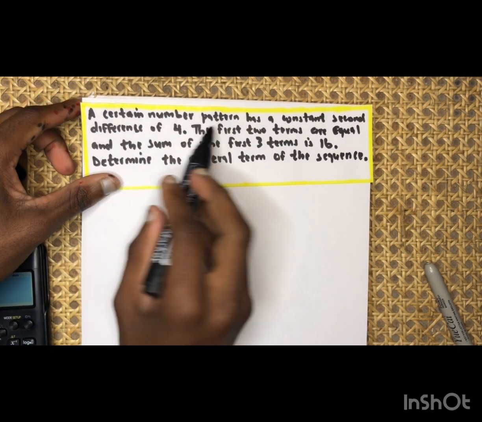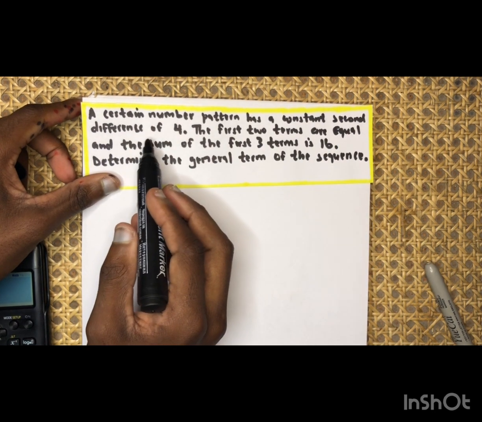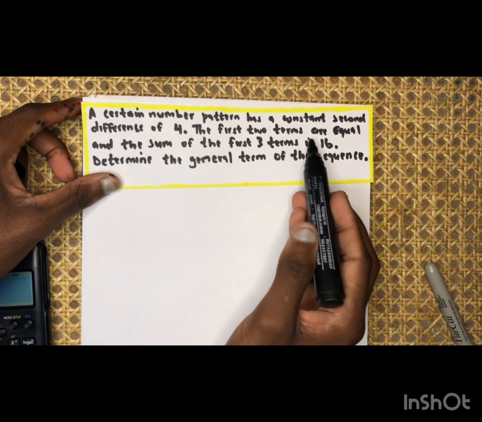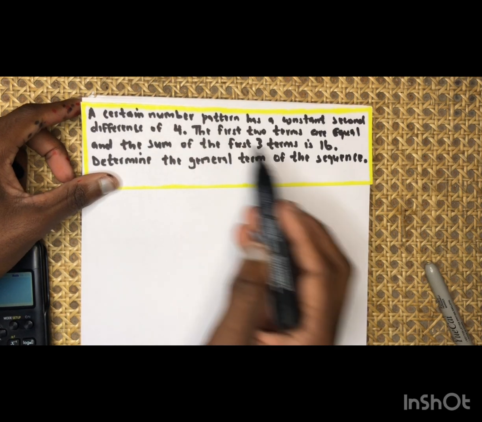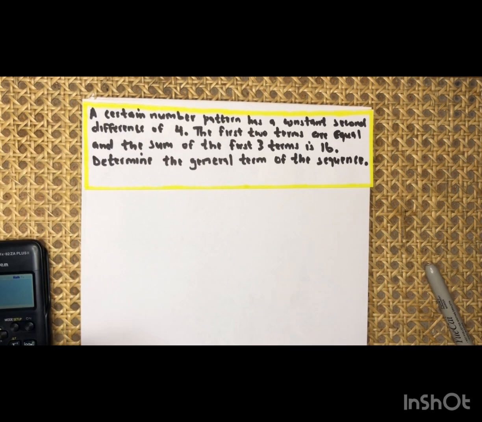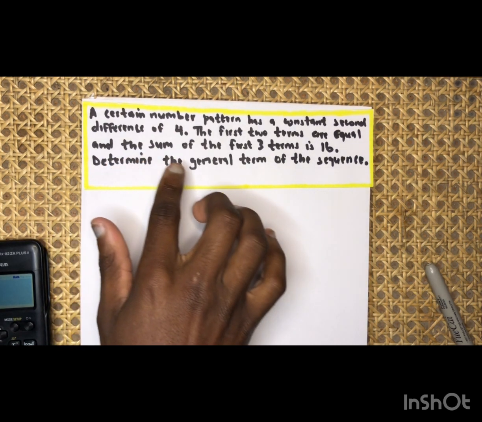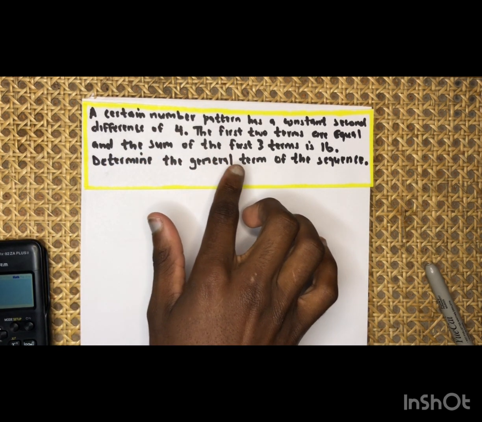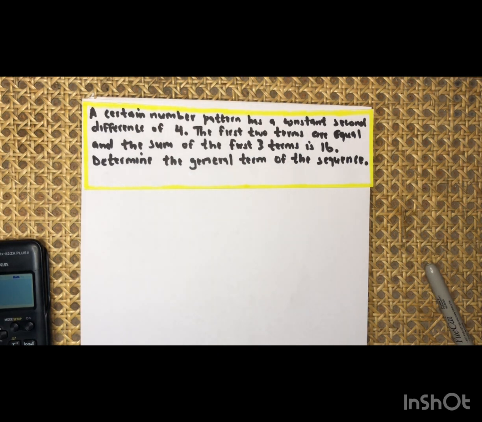A certain number pattern has the constant second difference of 4. The first two terms are equal, which means T1 and T2 are equal. The sum of the first three terms is 16. In other words, if you add T1 plus T2 plus T3, you're supposed to get 16. They are saying determine the general term of this sequence.